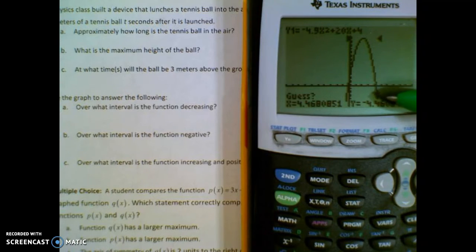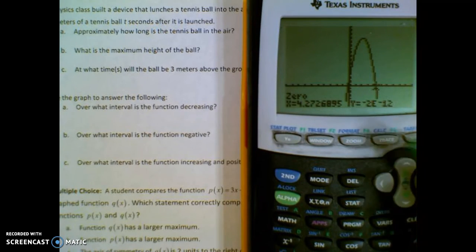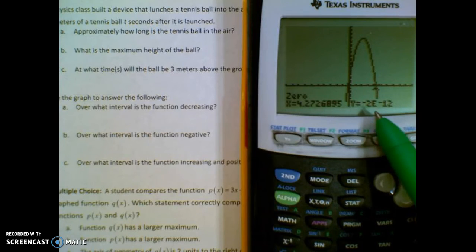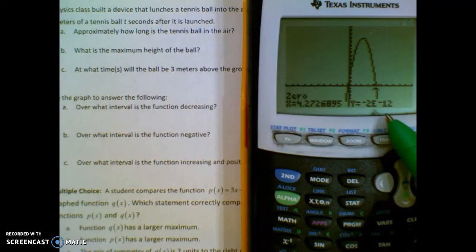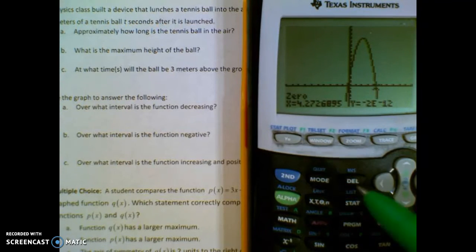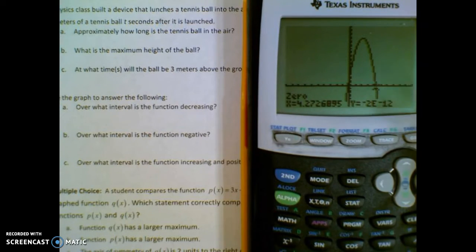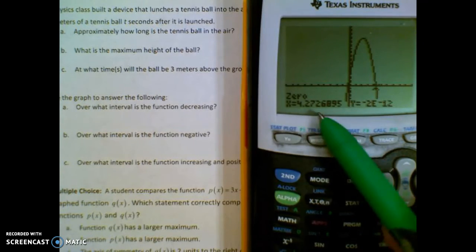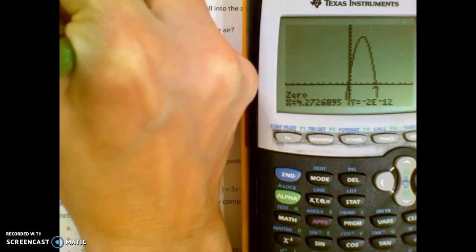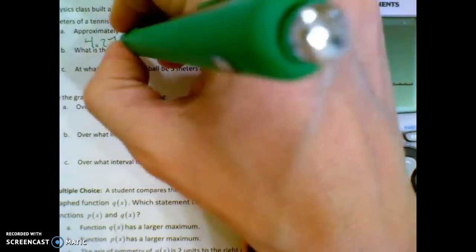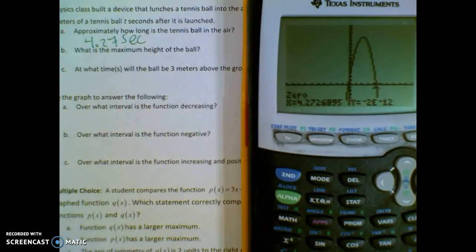When it says guess, if you want to move it, you can. You don't have to, though. Press guess. I get 4.27, blah, blah, blah. This negative 2E to the negative 12 is essentially 0. That's scientific notation. It's just saying the answer is negative 0.000000002 or whatever, which is basically 0. Anyway, so 4.27. So this answer is 4.27 seconds. Okay, so that's that answer.